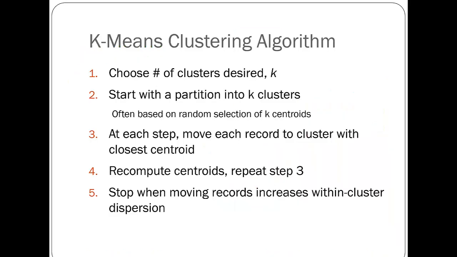So let's look at this again. First of all, we're going to pick the number of clusters that we want. That's our k, and again, that's the hard part. Once we do that, we're going to start with k different clusters. So partition the data into k different clusters, usually based on a random selection of k centroids, and at each step we're going to move each record to the cluster with the closest centroid, and then we're going to repeat that until the centroids stop moving.